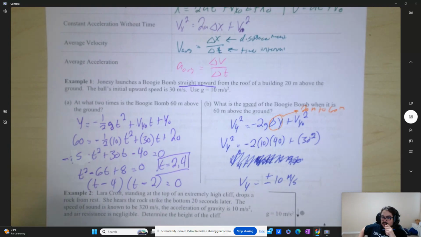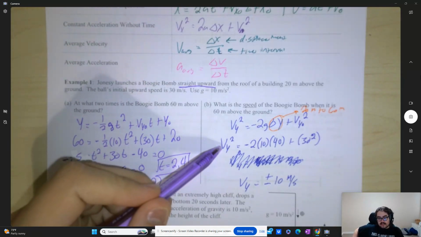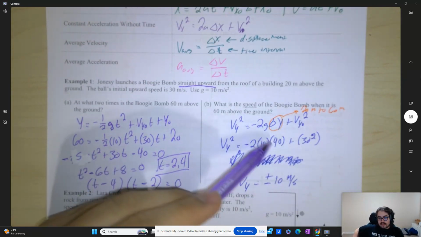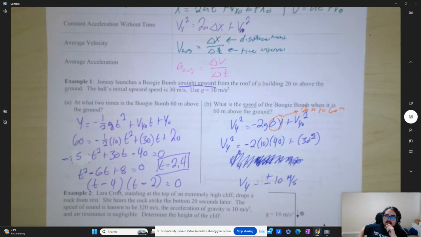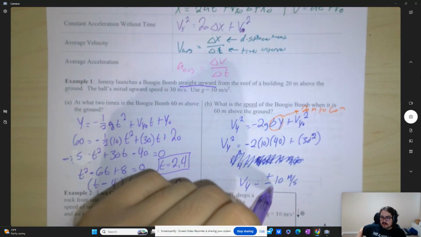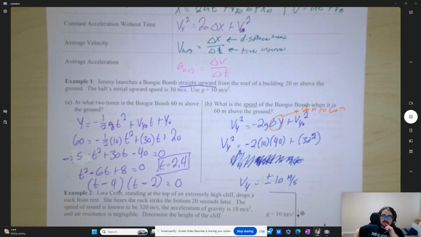And then you can plug all of that into your calculator, and you would end up getting plus or minus 10 meters per second. The reason we're saying plus or minus is because you would have to take the square root. You add up everything on the right hand side, then take the square root, and when you square root it, you don't know if the original number was positive or negative, because this was actually 10 squared.